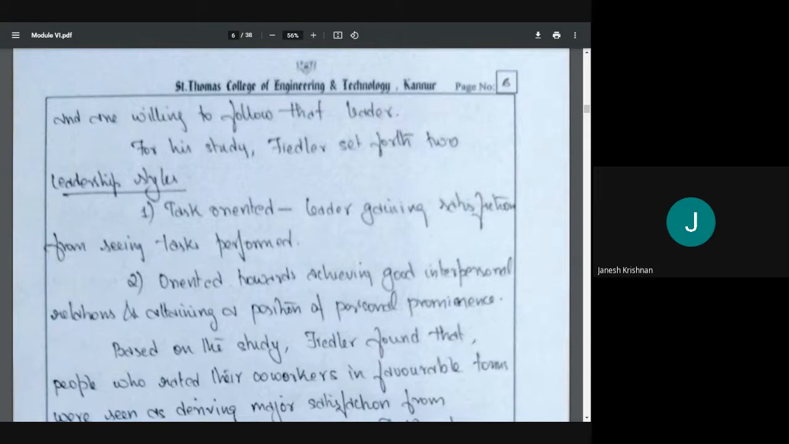And based on the studies, Fiedler proposed two leadership styles. So this is according to Fiedler. There are numerous types of leadership styles, which we will see in detail later.